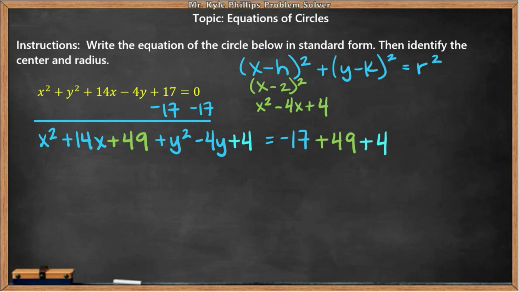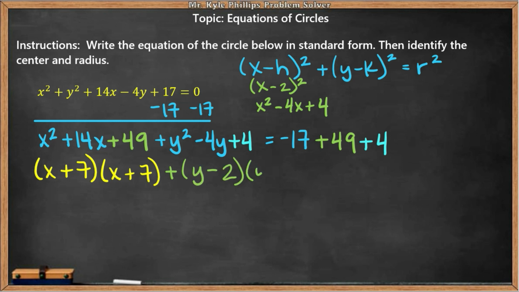So let's do that. Let's just factor with the x. I have (x plus 7) times (x plus 7). And then if I write this over here with the y's, I have (y minus 2) times (y minus 2). This equals negative 17 plus 49 plus 4. And that is going to give us 36.